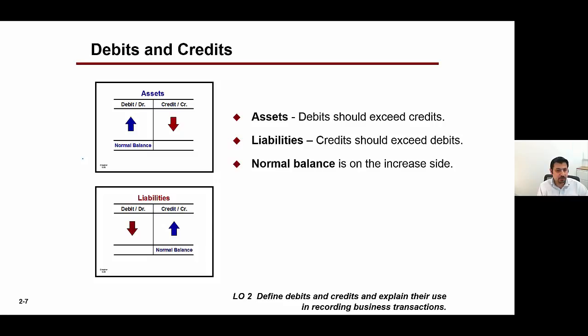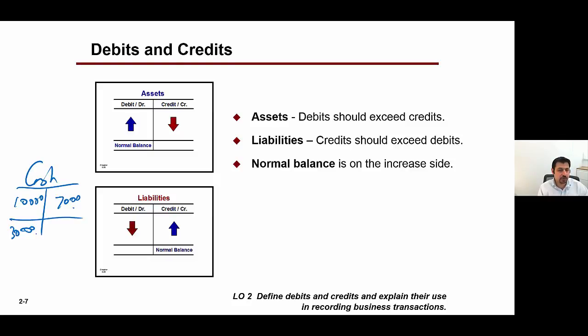What do we mean by that? If the account increases, as you remember in the cash example, we had cash. Let's say that we have 10,000, and then it was credited 7,000. The balance here will be 3,000 for cash. If cash increases, it will be debited. This is why the normal balance is always on the increase side of the account.